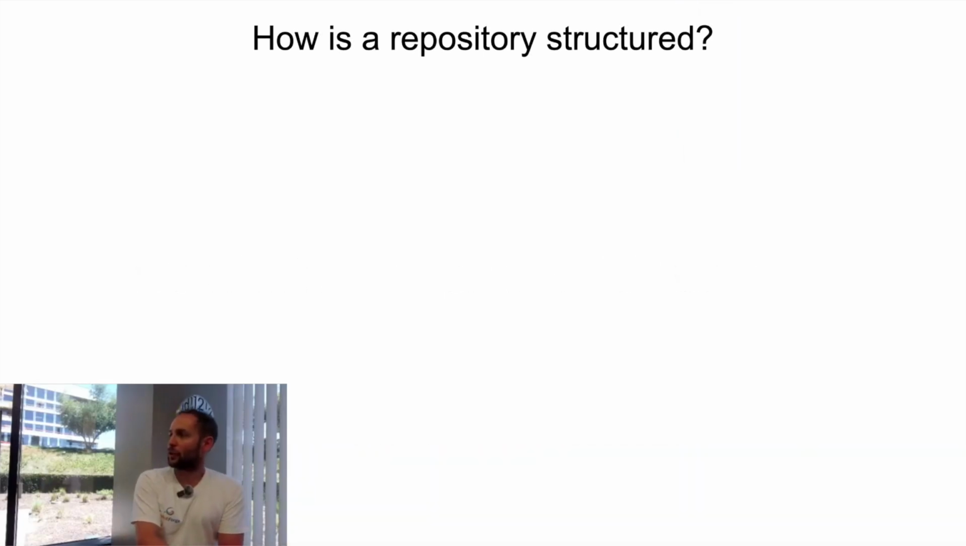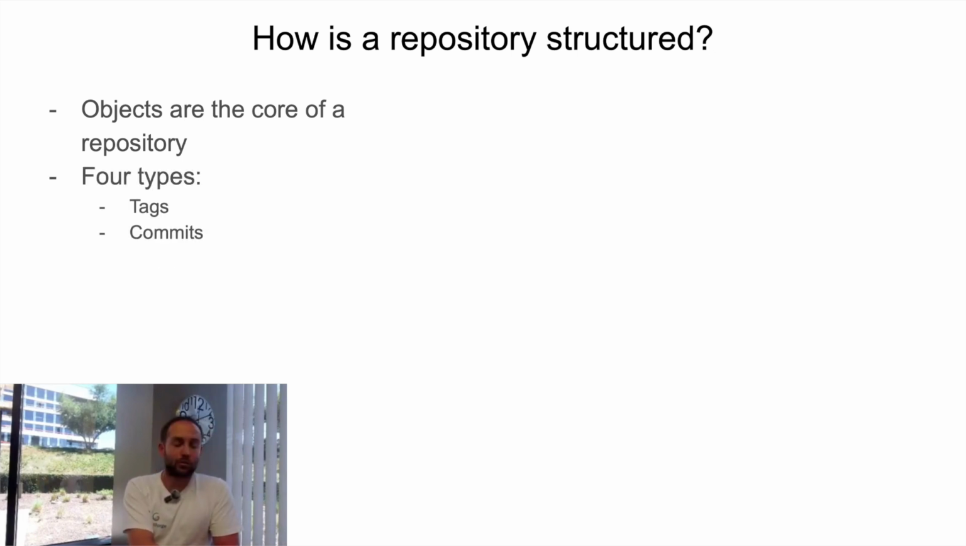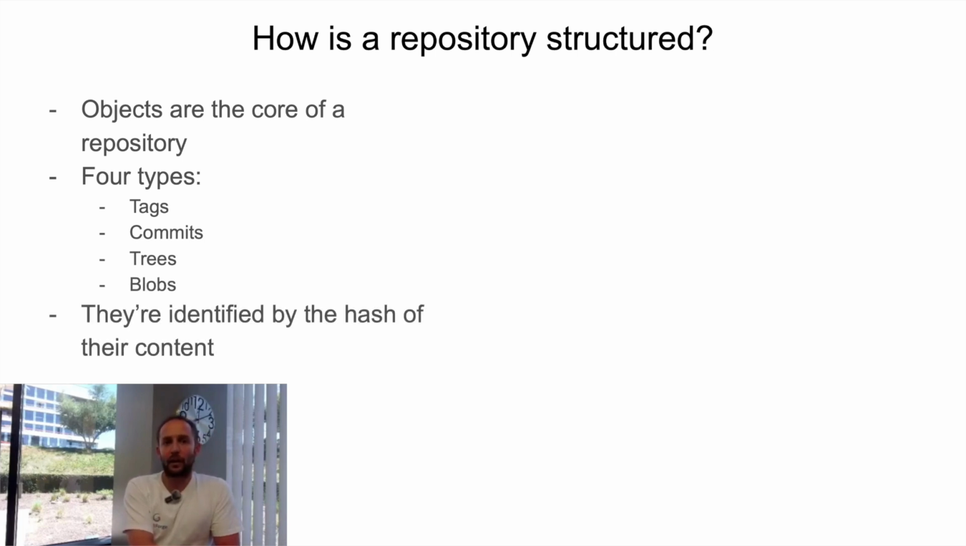Repositories are structured via objects. Objects are the core of the repository, and they combine in very interesting ways, as we'll see in a second, to create a larger graph or representation of the repository. There are 4 types of objects: tags, commits, trees, and blobs. And we identify them by the object hash of their content. So it looks a bit like this.